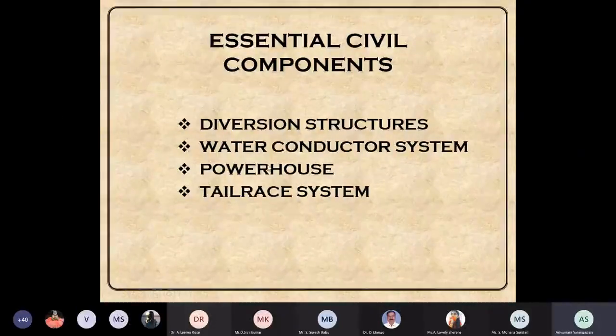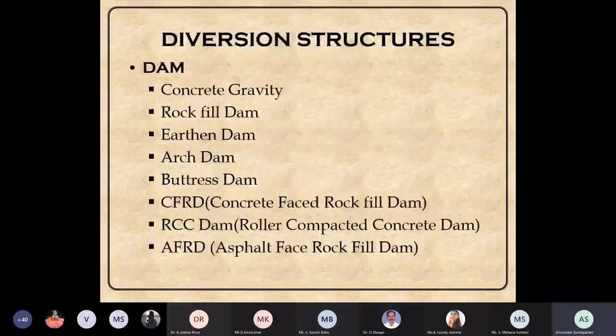Now, the diversion structure. First one is the dam. These are the types of dams which you are seeing. There are many kinds of dams. People may come across many types of dams in life, maybe on an industrial visit, or while going for a picnic or somewhere else.